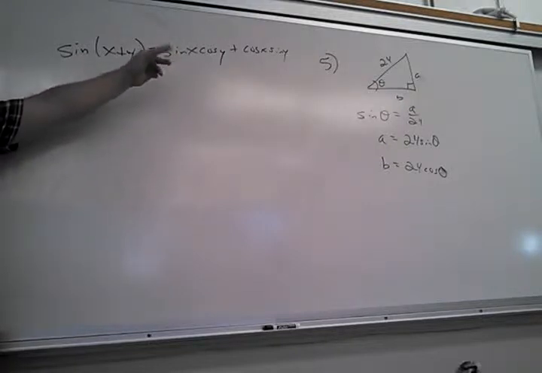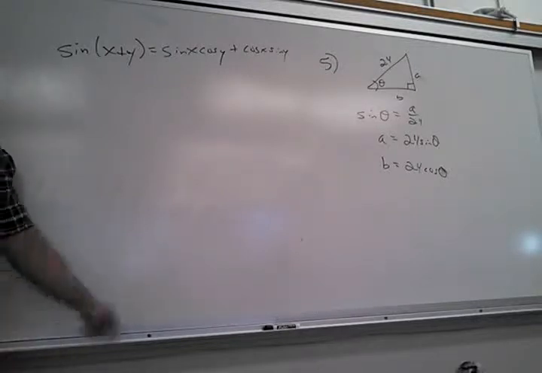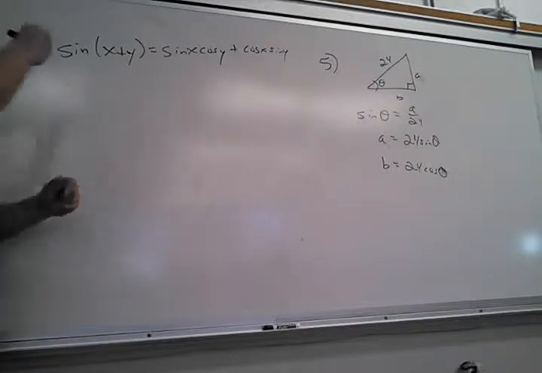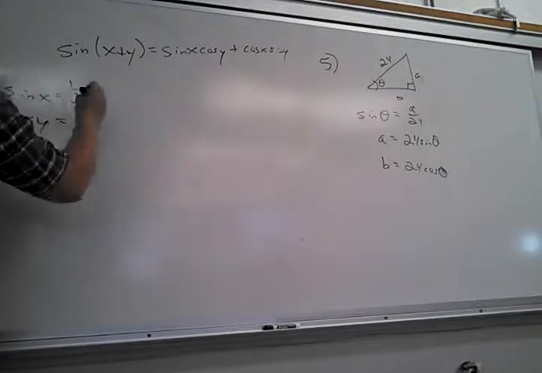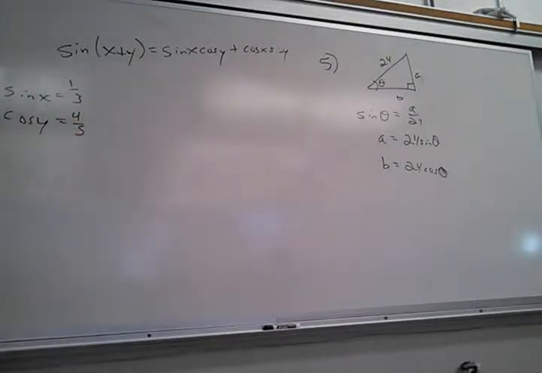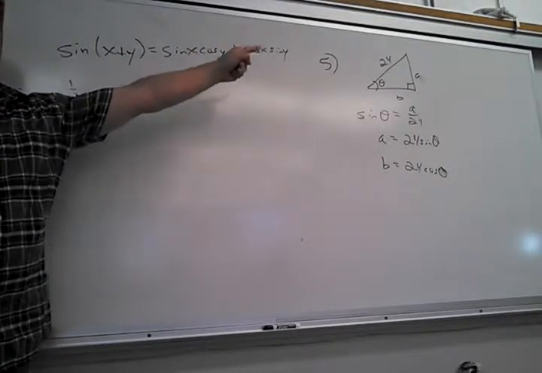Now I just start plugging and chugging. If sine of x is 1/3, secant y is not very useful. Of course, what do I change that into? Cosine y. So I know sine x is 1/3. I know cosine y is 4/5, the reciprocal of that. So I got sine x and cosine y. How do I get cosine x and sine y?